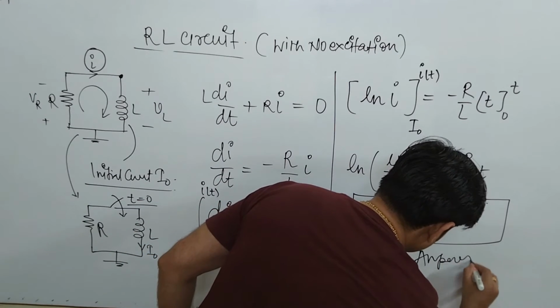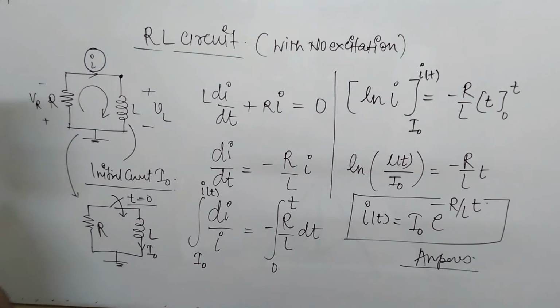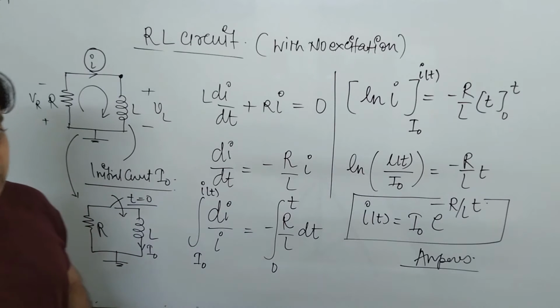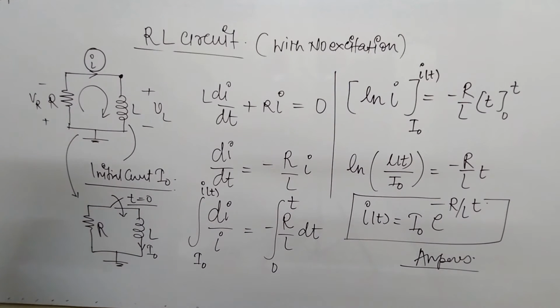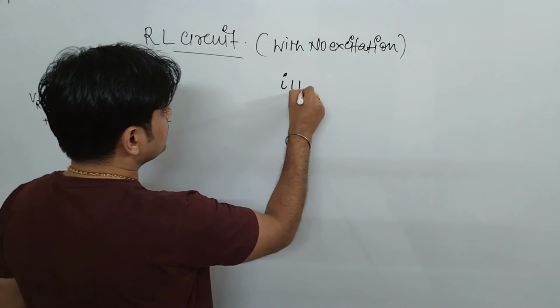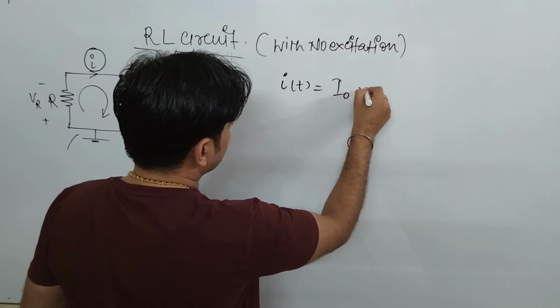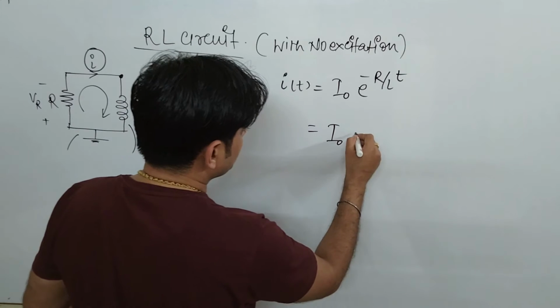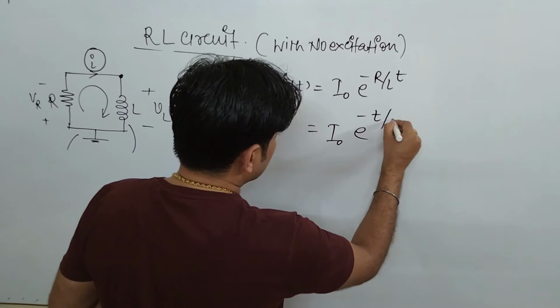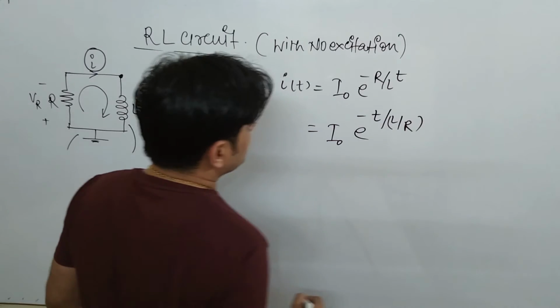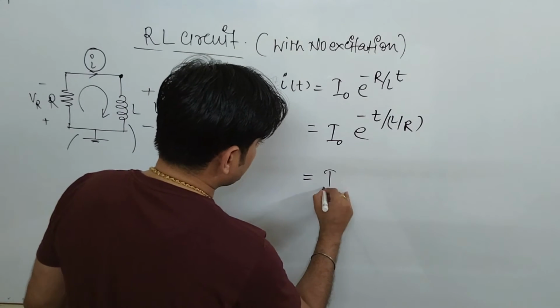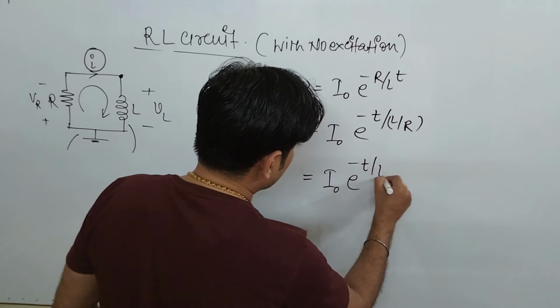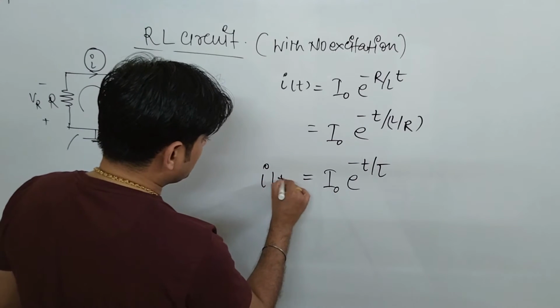From here we can analyze that in the case of the capacitor we have seen that the voltage is an exponential decaying function. Similarly, the current across the inductor is an exponential decaying function. I(t) I mentioned here as capital I0 e to the power minus R by L t. If I rearrange this equation, with tau equal to L by R, I can write it as I0 e to the power minus t upon tau. So this is the value of your I(t).